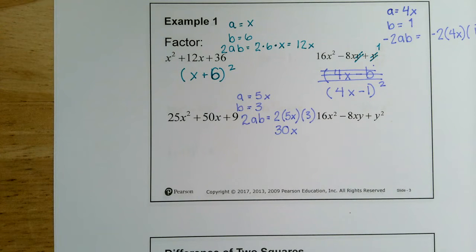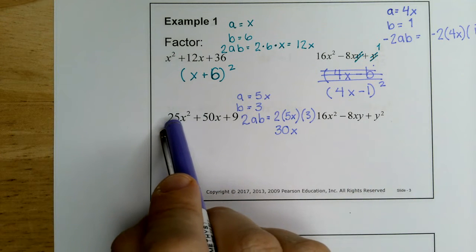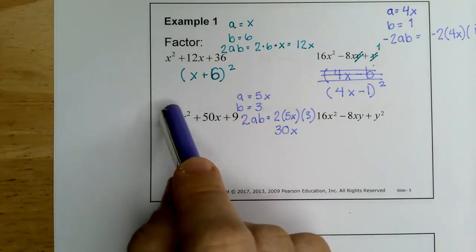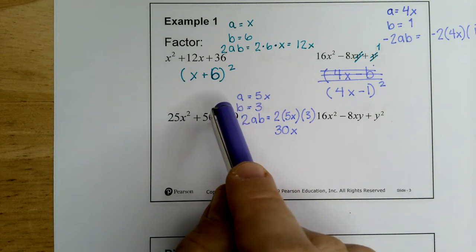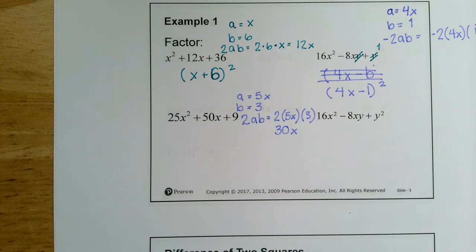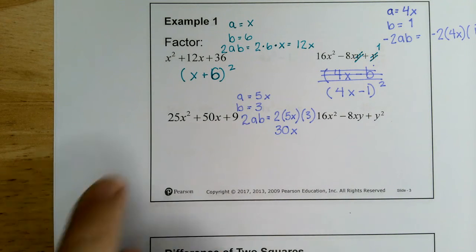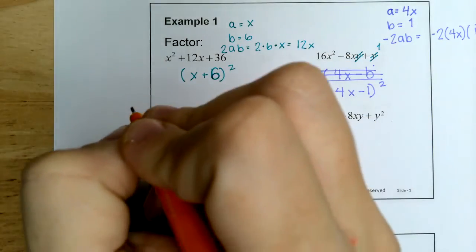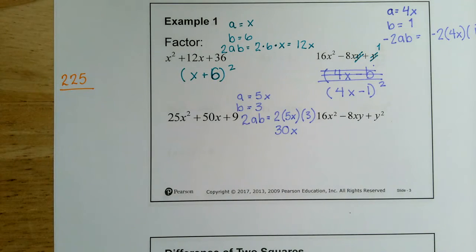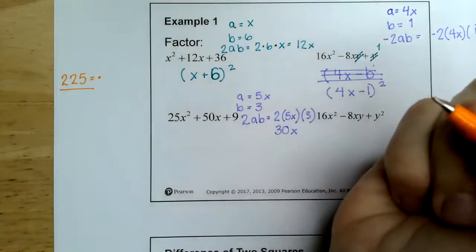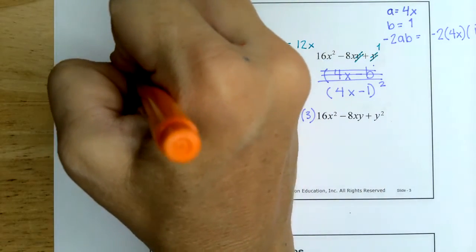We just have to do it the normal way, the way we practiced last lecture. So that is look for a greatest common factor. If there isn't one, multiply A times C, and then find something that you can multiply to get that number and add to get 50. Okay, so we're going back to that real quick because this is not the correct format. So 25 times 9 becomes 225. It should multiply to get that, and we should add to get 50.